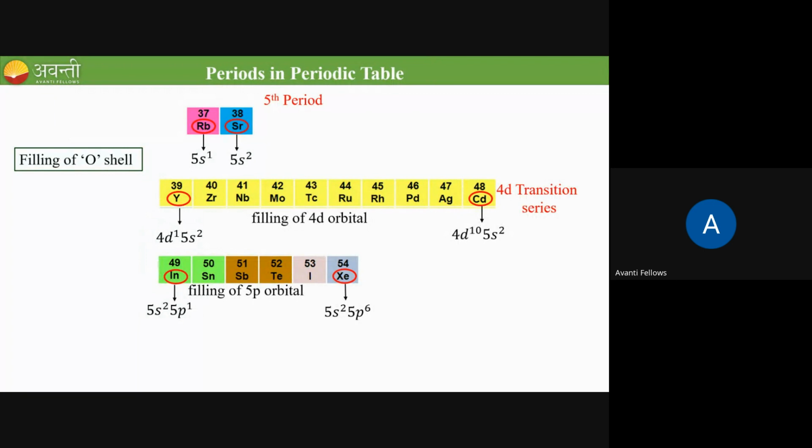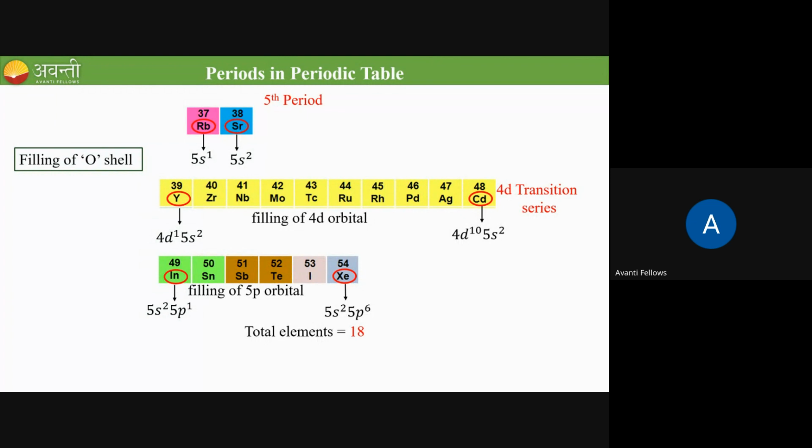So totally how many elements do we have in this particular period? Can anyone find the answer? How many elements totally? Same as the previous case, no? So 2 plus 10 plus 6, 18 elements. Totally, we have 18 elements in the fifth period also.